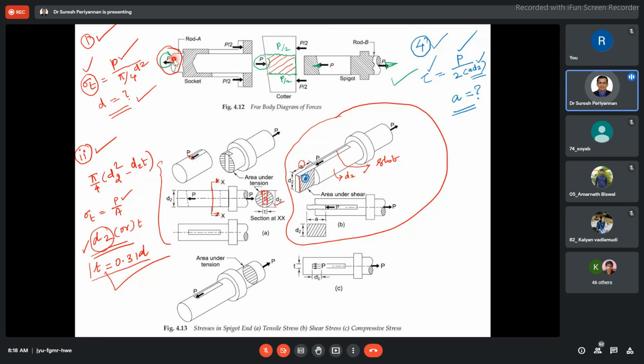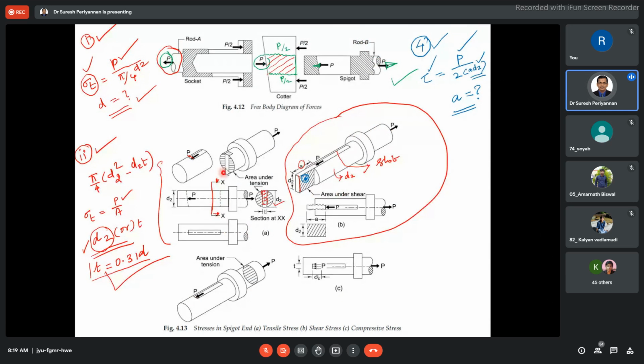Later we are going to consider shear in the cotter, shear in the spigot, shear in the socket. Then crushing. Crushing means compressive. So crushing failure due to socket, crushing failure due to spigot. That's what we are going to discuss now. These are the things we already discussed. Now, what is the tensile force in the spigot?